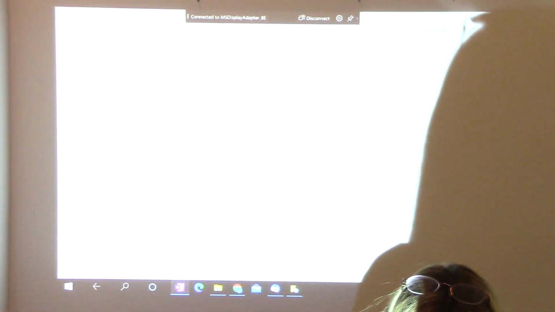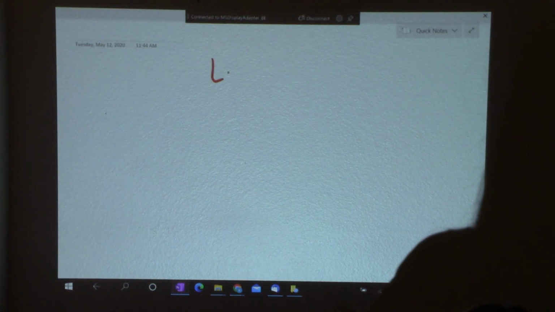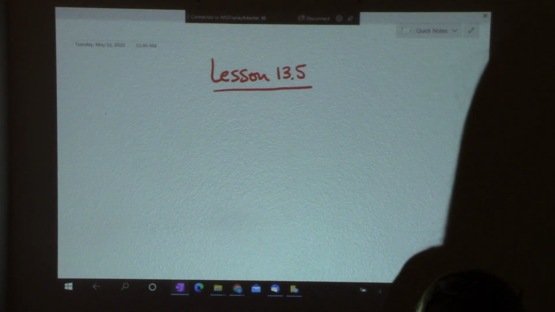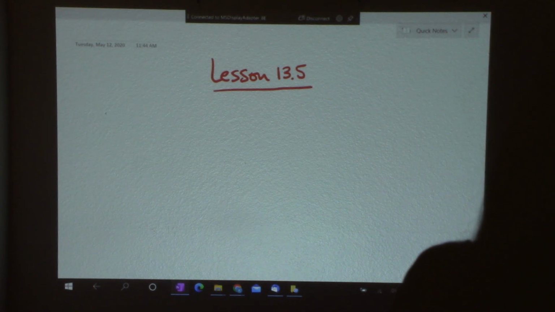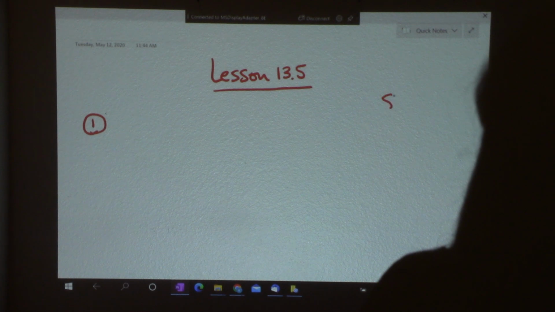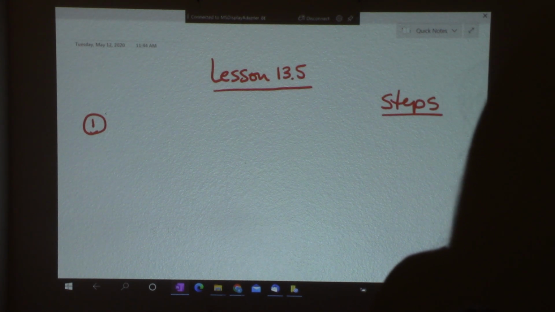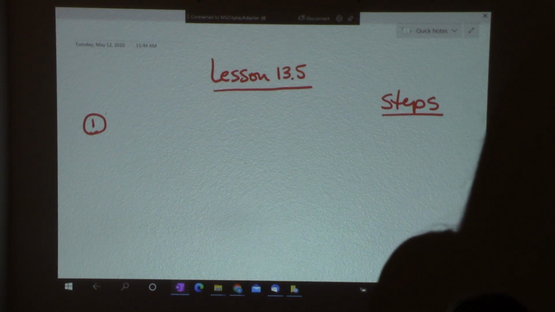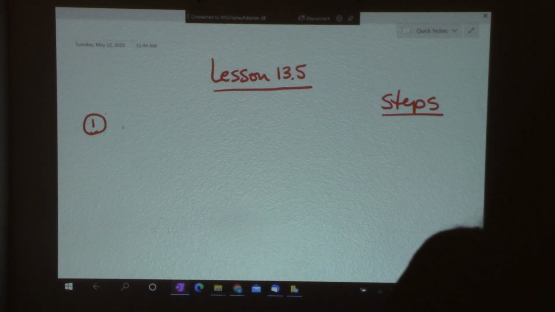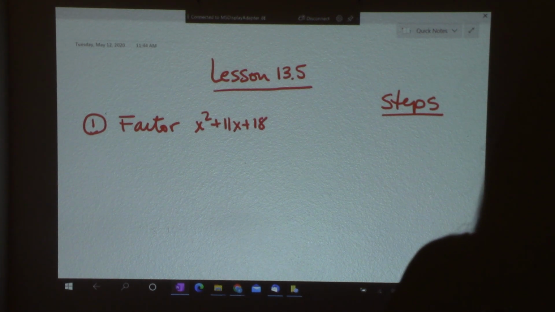13.5. Well, actually, it's 13.5 for us, but it's not in your book, okay? So it's going to be our 13.5. Okay, so how we're going to do this is I'm going to write the steps as we go, and we're going to do a problem at the same time. So the directions are: factor x squared plus 11x plus 18.